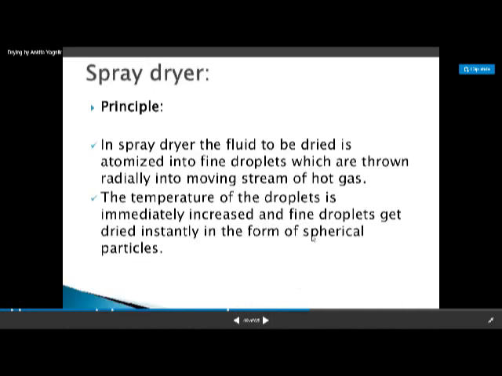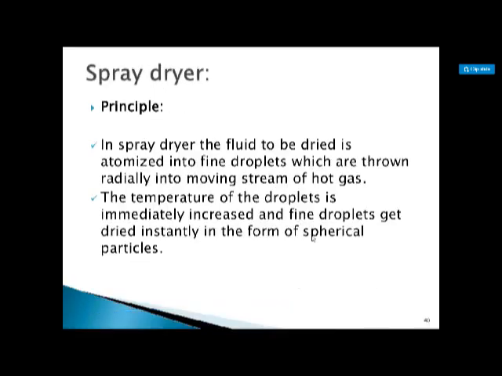Now the next is the spray dryer, which is very important from the examination point of view. The principle of this spray dryer is that it provides a very large surface area for heat and mass transfer, and the material is sprayed in the form of tiny droplets.